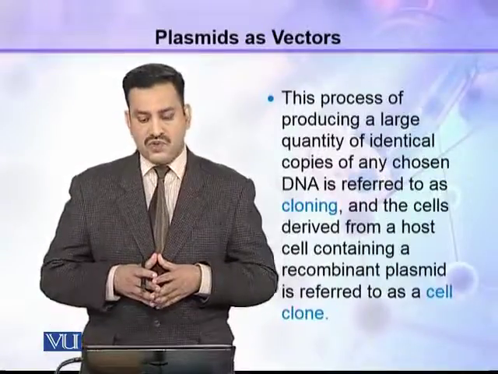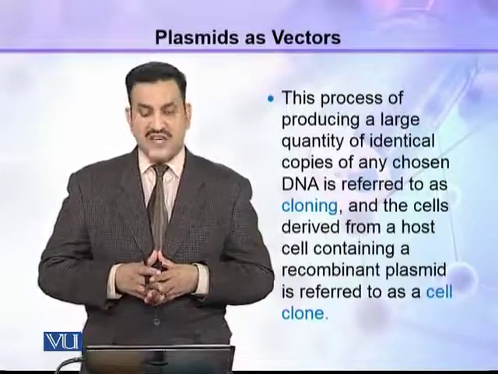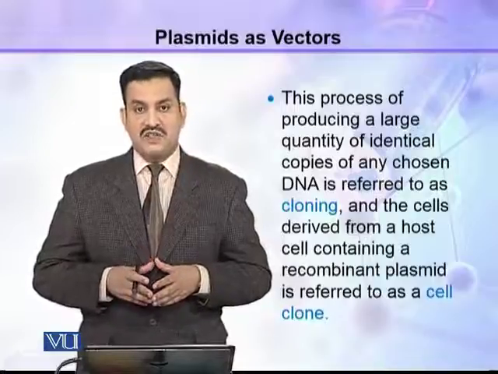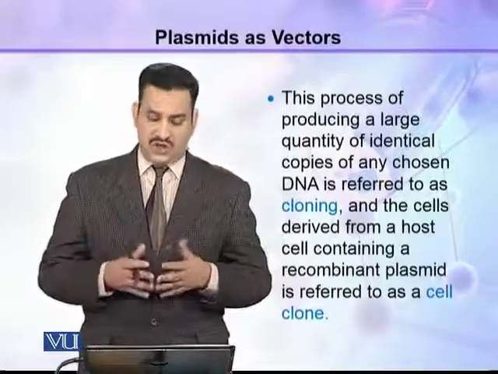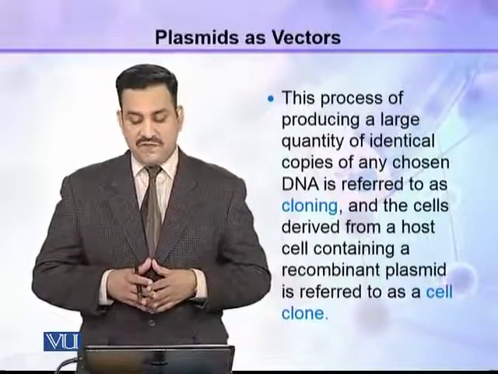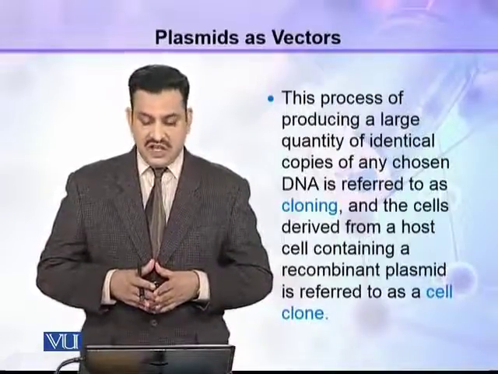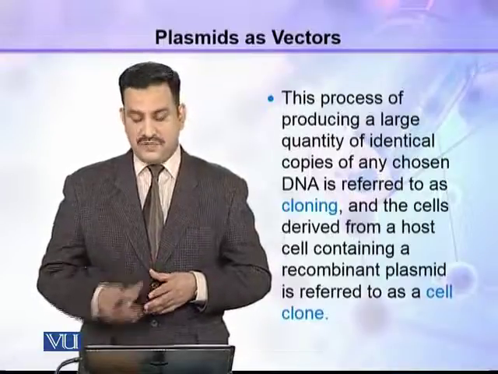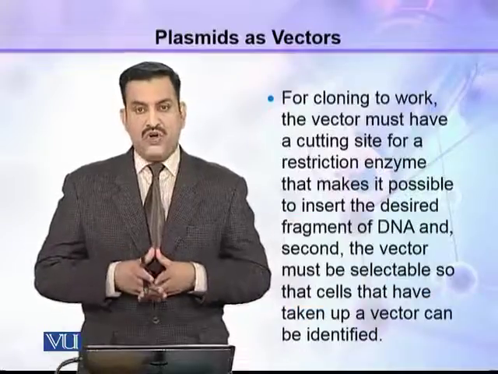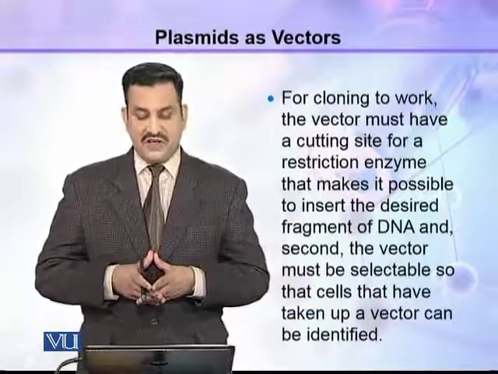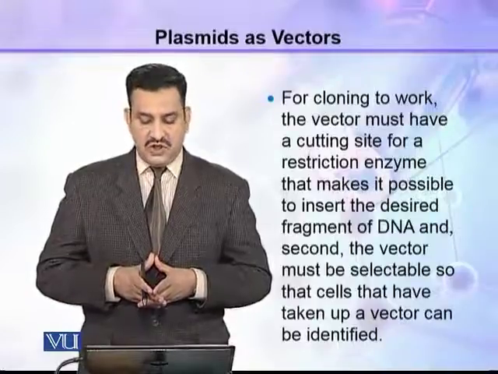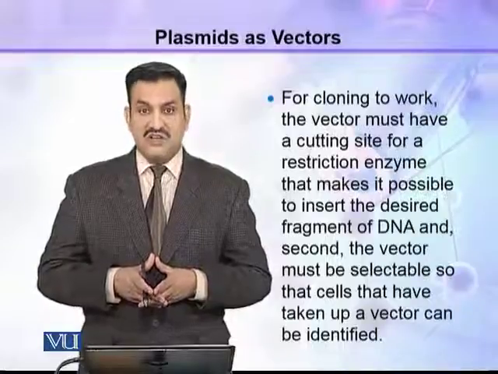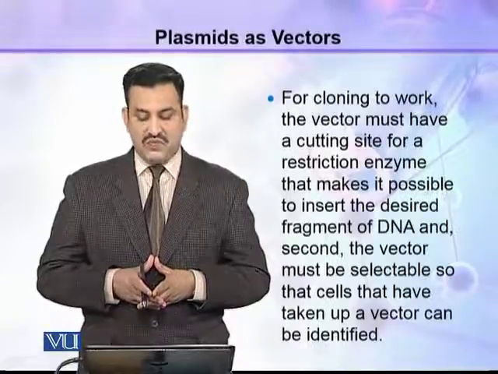This process of producing a large quantity of identical copies of any chosen DNA is referred to as cloning. The cells derived from a host cell containing a recombinant plasmid are referred to as a cell clone. For cloning to work, the vector must have a cutting site for a restriction enzyme that makes it possible to insert the desired fragment of DNA.